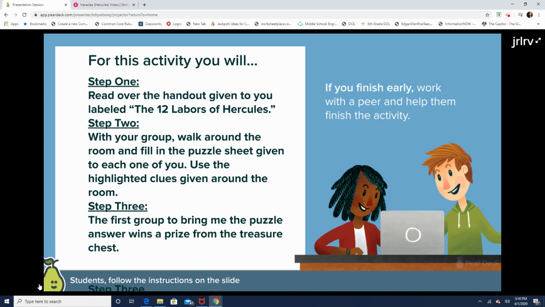Step one, for this activity, read over the handout given to you labeled the 12 labors of Hercules. Step two, with your group, walk around the room and fill in the puzzle sheet given to each of you. Use the highlighted clues given around the room. I gave them a handout, because I know you just can't memorize facts like that, with the information that I had just gone over with them in class.